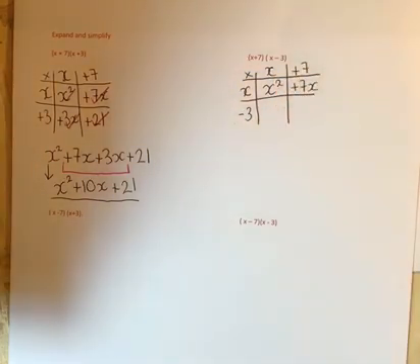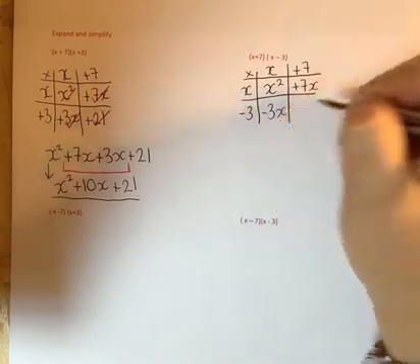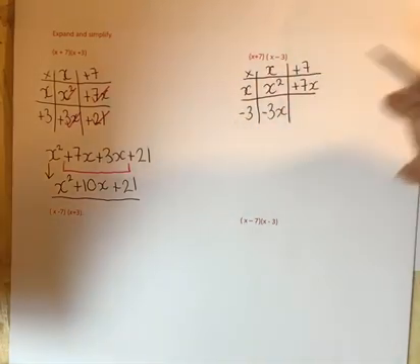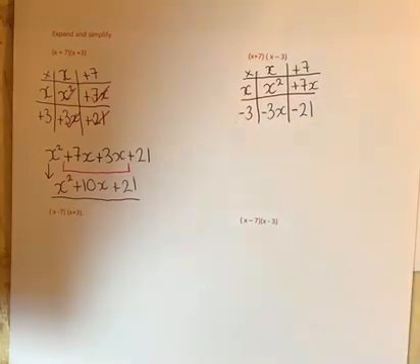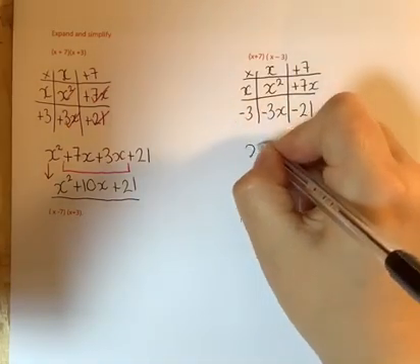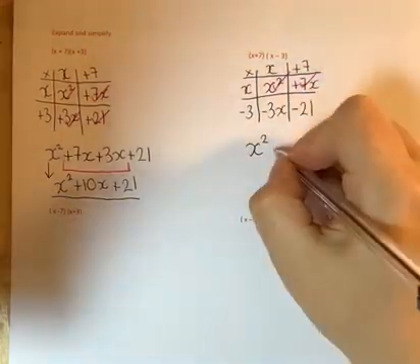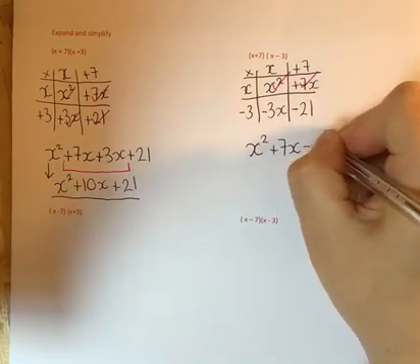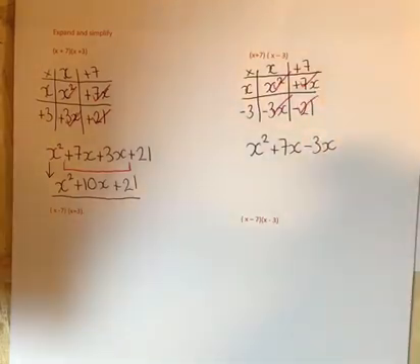Now when we've got a positive and we're multiplying it by a negative, our answer is going to be negative. So we've got negative 3x, negative 3 lots of x. Negative 3 multiplied by positive 7, a negative multiplied by a positive is a negative, so we've got negative 21. So we're going to write all these down now. So x squared, tick it off, plus 7x, take away 3x or negative 3x, tick it off, and then negative 21.